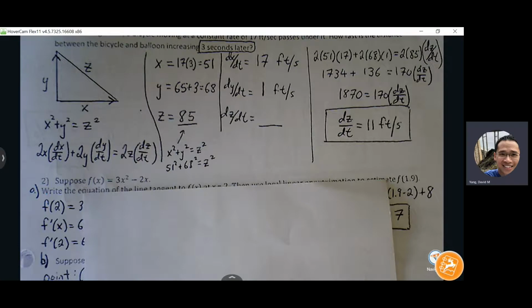Okay, so hopefully we found these steps to be pretty straightforward. Pythagorean theorem gets you that 85, and then the rest just insert into the derivative equation, and then just solve for dz/dt. We're expecting a positive value because as the balloon rises and as the bicycle gets further and further away, we know that distance between them is growing. So that positive 11 does make sense. Any questions with one? Okay, number 2.